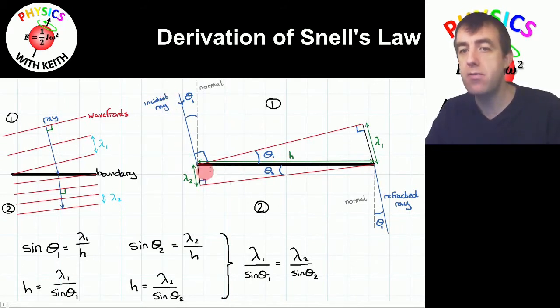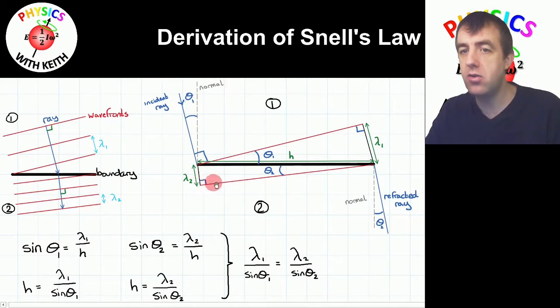Now, because the wavefront and the ray are always perpendicular, then the angle the wavefront makes to the boundary is equal to the angle the incident ray makes to the normal. And the angle that the refracted wavefront makes to the boundary is equal to the angle that the refracted ray makes to the normal. I've labelled the angle of the incident ray theta 1 because it is the angle within medium 1. And I've labelled the refracted ray's angle, the angle of refraction here, theta 2, because it is the angle in medium 2. You'll notice that we have triangles set up.